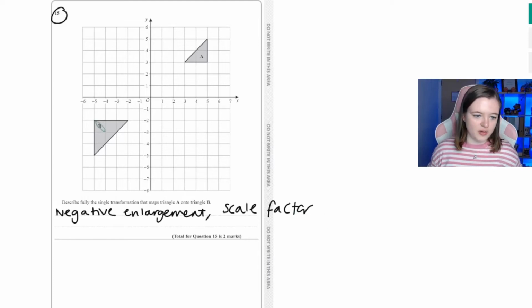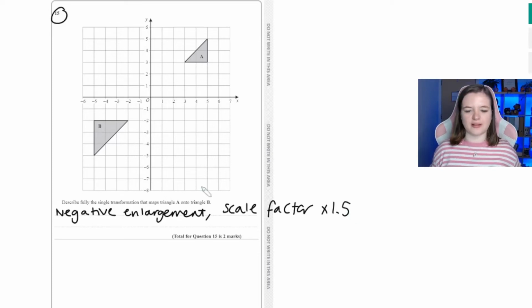They've gone from, let's have a look, they've gone from 2 to 3. So they must have multiplied it by 1.5. Or negative 1.5 is a negative enlargement. But I've already put negative there, so it doesn't really matter. But I'll put it here. So scale factor by 1.5.